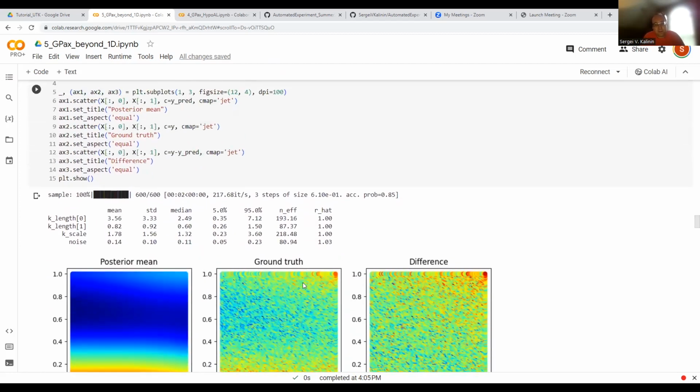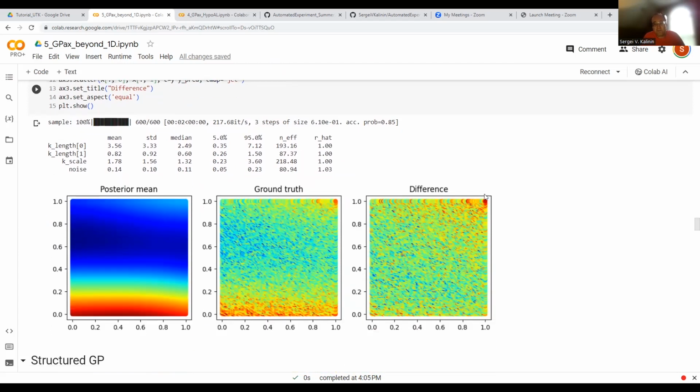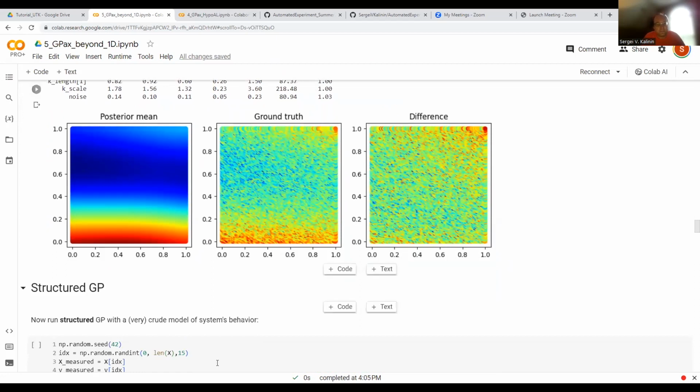Once we've done it, we can calculate our posterior mean, compare it to the ground truth, and take the difference. The measurements were noisy. However, you see that we actually hit the right value reasonably well.